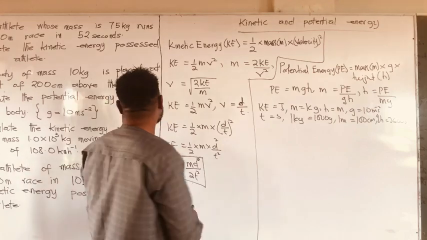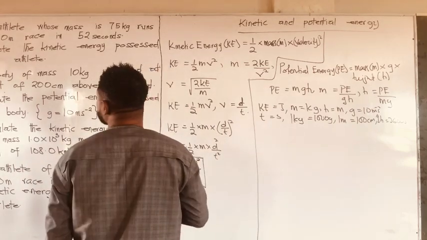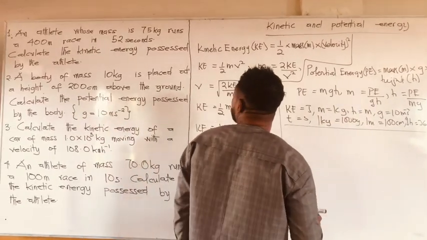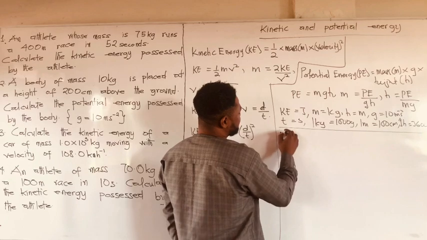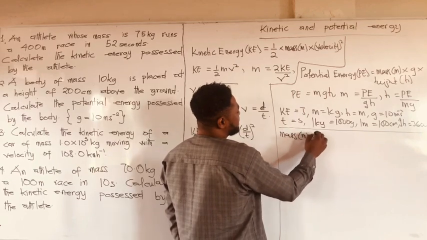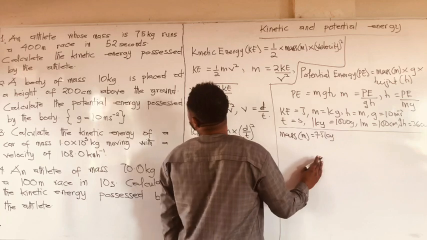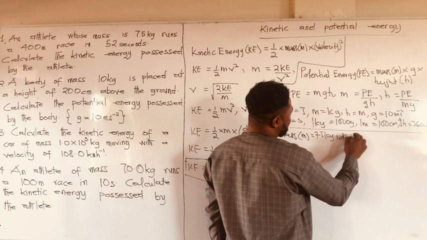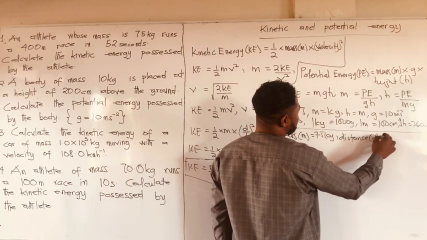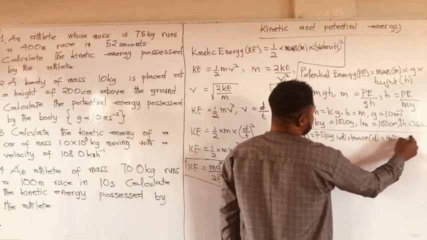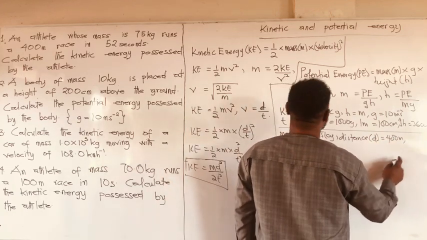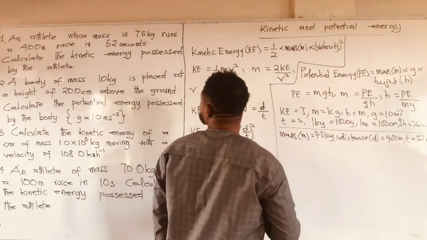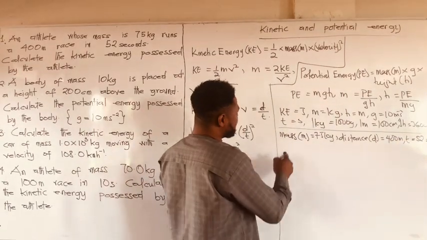All right, with these formulas, let's see how we can answer our question number 1. From number 1, the mass of the athlete is given to us, and that is 75 kilogram. The athlete runs a 400 meters race, so displacement, or we can say distance, is given. Our D is 400 meters, in 52 seconds. So time is given. That is 52 seconds. And we have been asked to calculate kinetic energy.